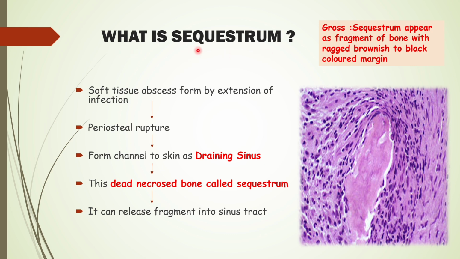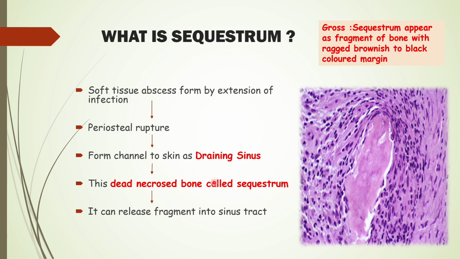Now, what is a sequestrum? What do you mean by sequestrum? That is commonly encountered in osteomyelitis. So in pyogenic osteomyelitis, the necrosed bone, dead bone, is known as a sequestrum. It has the ragged margin that you can see here. The sequestrum is a fragment of bone. It is a fragmented bone, and it has a ragged brown to black colored margin. So that is the sequestrum.